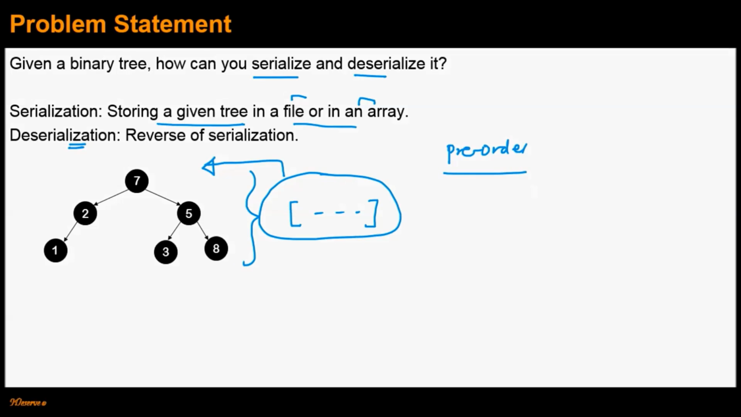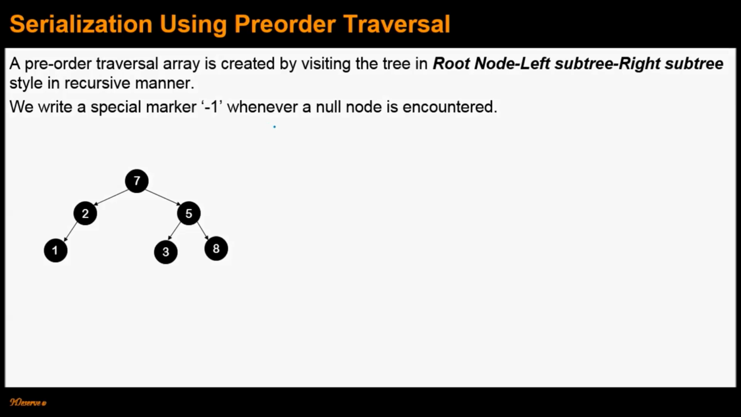So let's look at the serialization using pre-order traversal first. A pre-order traversal array is created by visiting the tree in root node, then left subtree and then right subtree style in a recursive manner. So we first visit the root node, then we visit nodes in the left subtree, and then we visit nodes in the right subtree, right? So this is root node, left subtree and right subtree. This is done in a recursive manner.